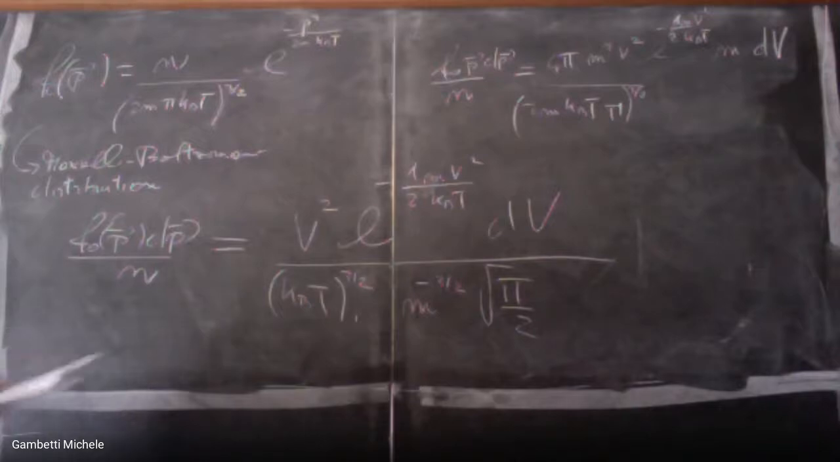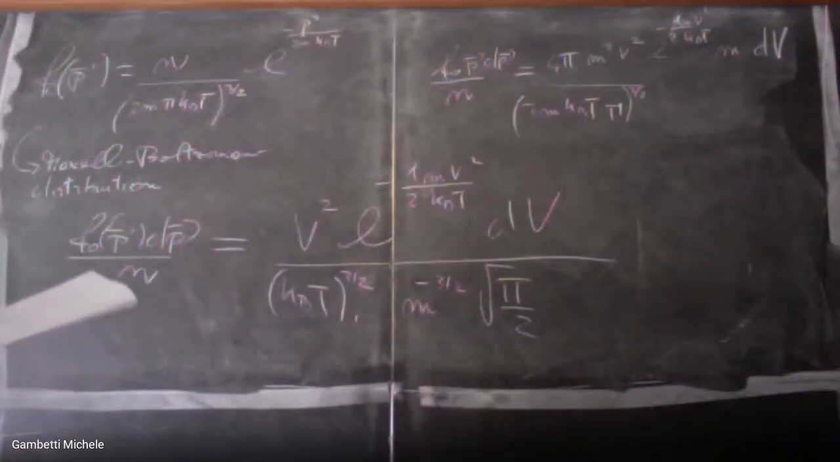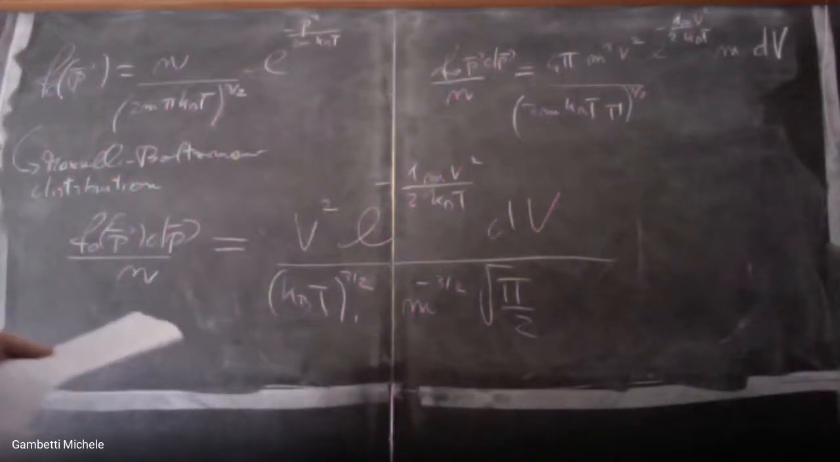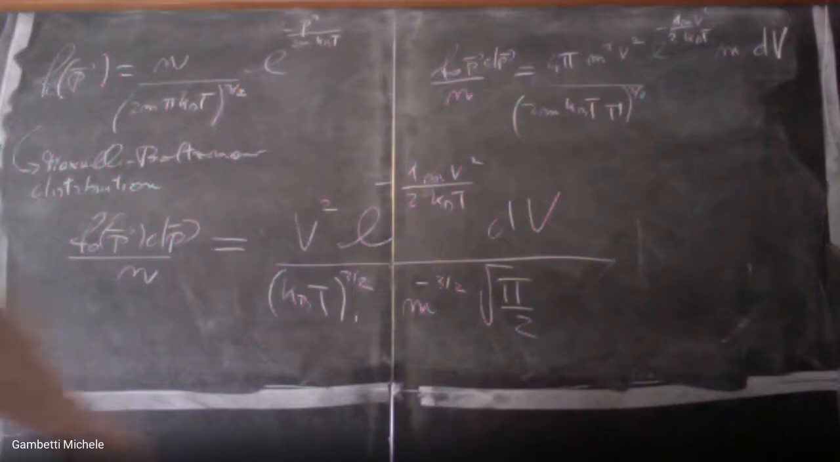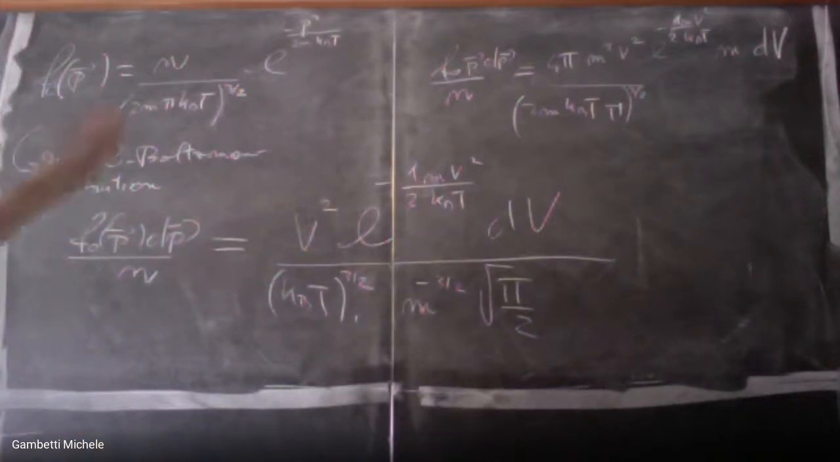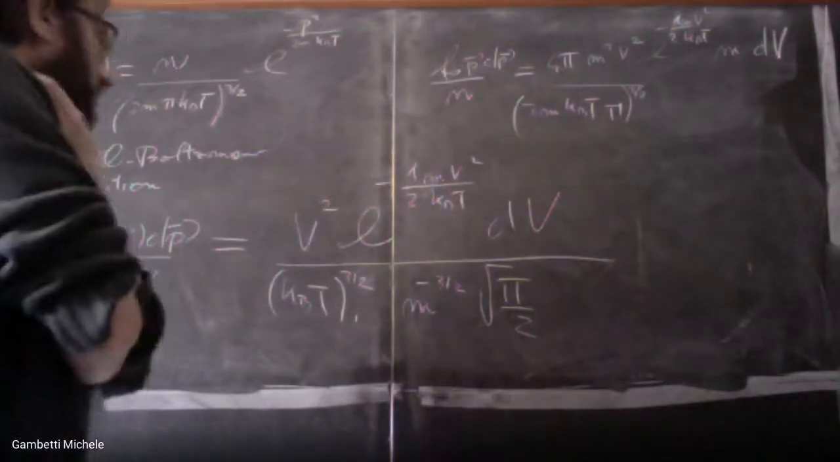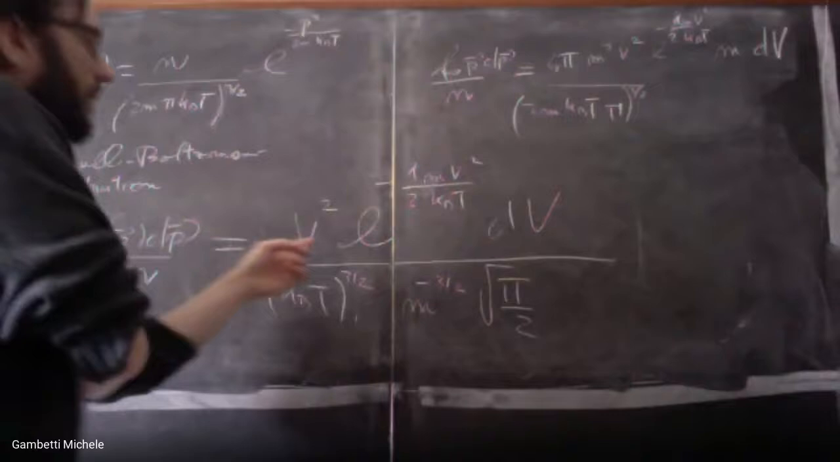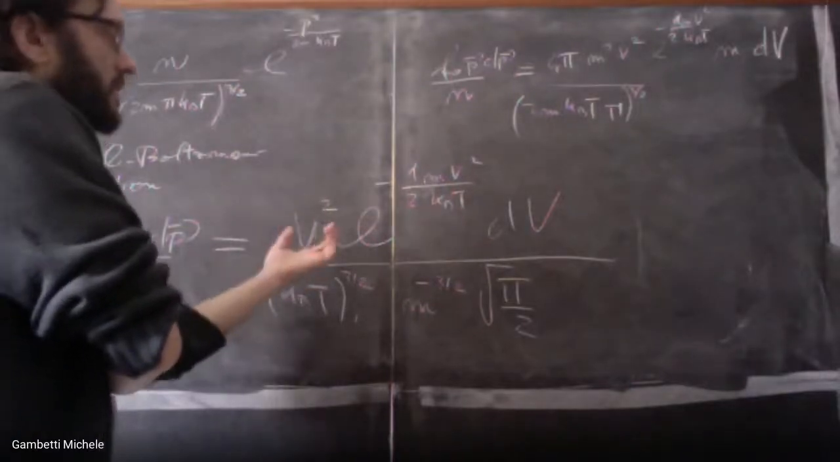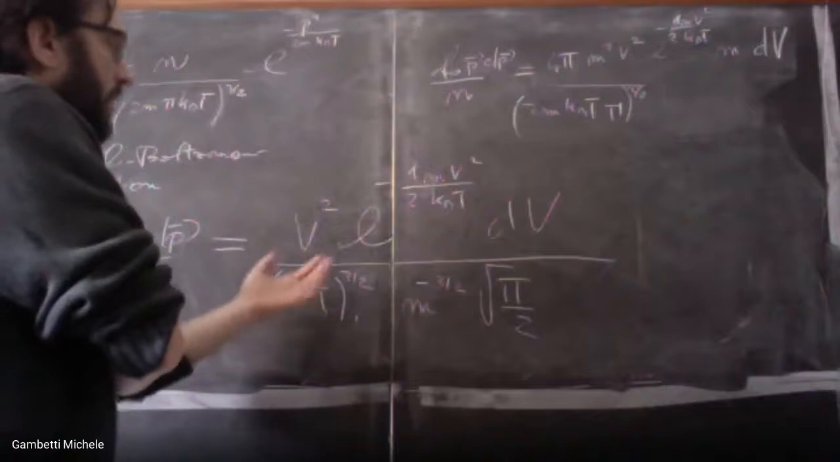Which is maybe the form of the Maxwell-Boltzmann distribution you are most familiar with. But the thing one has to remember is that this is the probability, or the number of particles, depending on whether I normalize with respect to the particles or not, of having a particle with a velocity with modulus between v and v plus dv, okay?